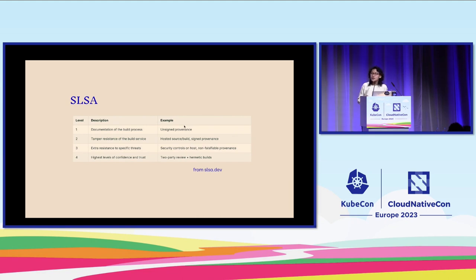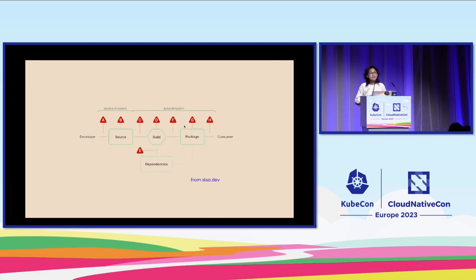Number one is actually not that hard to obtain. You need documentation of your build process. You need that your build process is scripted. You need an unsigned provenance. And similarly, as we go through the levels, you have to do more and more things that secure your project. So what SLSA does is it maps out the build process from developer all the way to consumer and the weak points along the way. And it offers you solutions, things you can do to mitigate these attacks. So we'll look at two today, but there's more on the SLSA website you can look at.